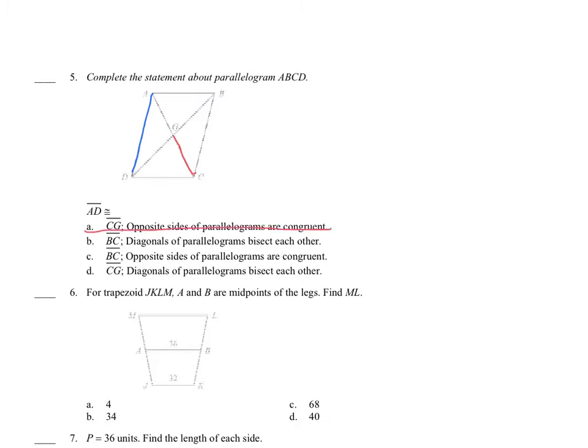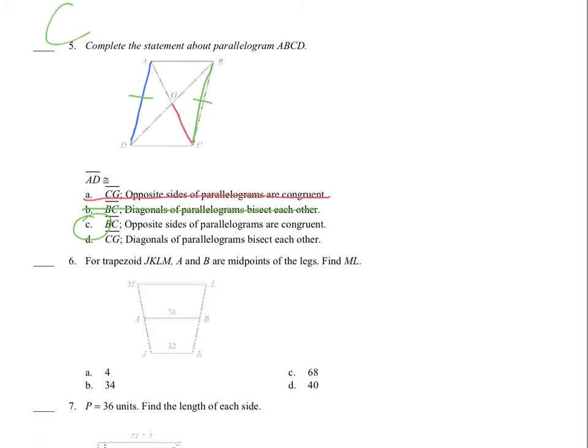What about BC? This segment right here. Actually, those would be congruent because, would it be because of what it says? Diagonals of parallelograms bisect. Well, neither of those are diagonals and they're not bisecting, so that's out. But look at C, BC. They're congruent because opposite sides of parallelograms are congruent. That's my answer, C. And now CG, no, CG is not going to be congruent to that.